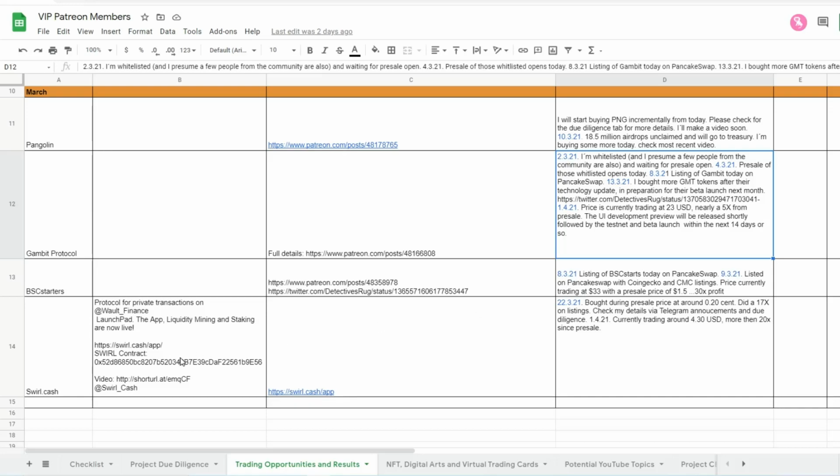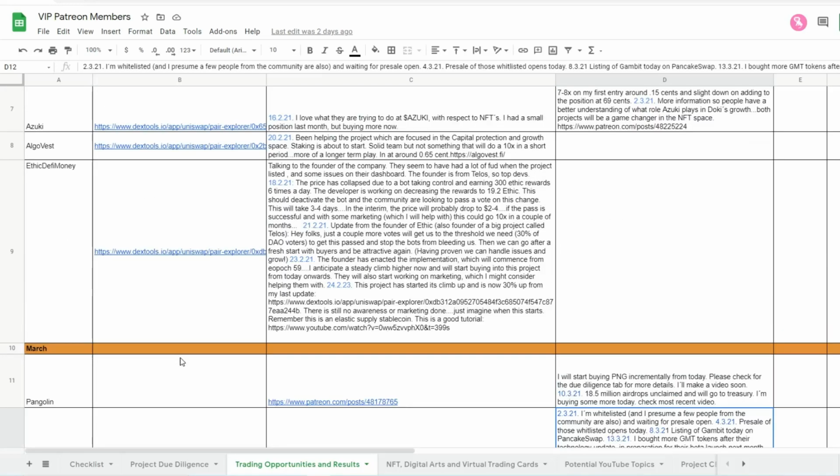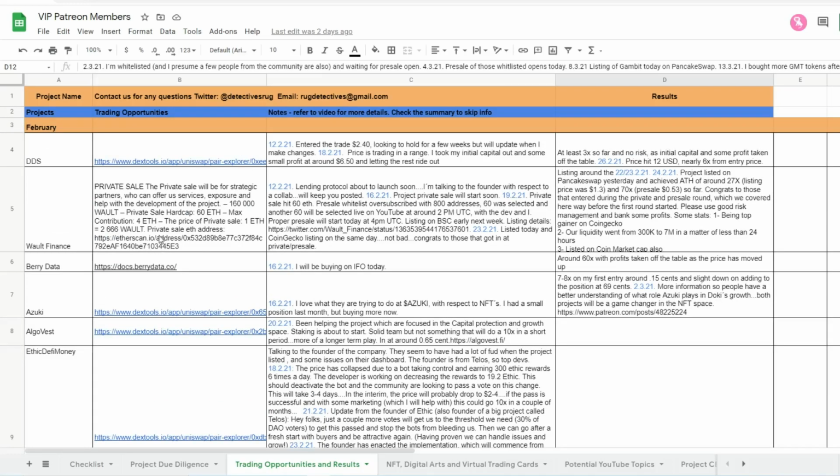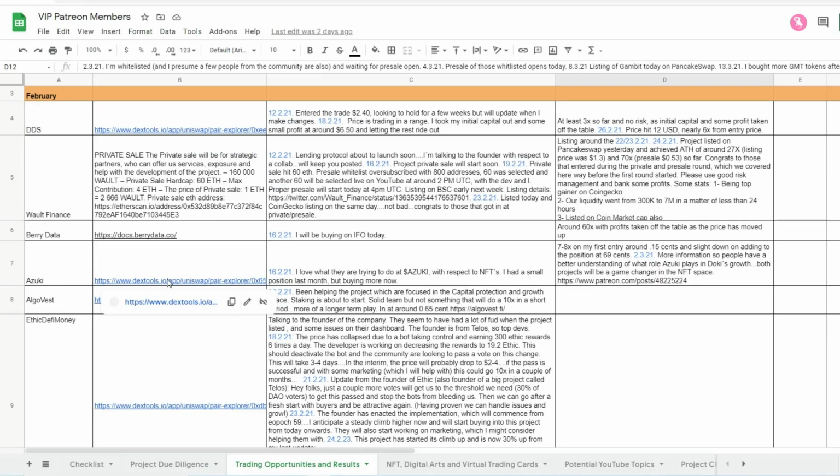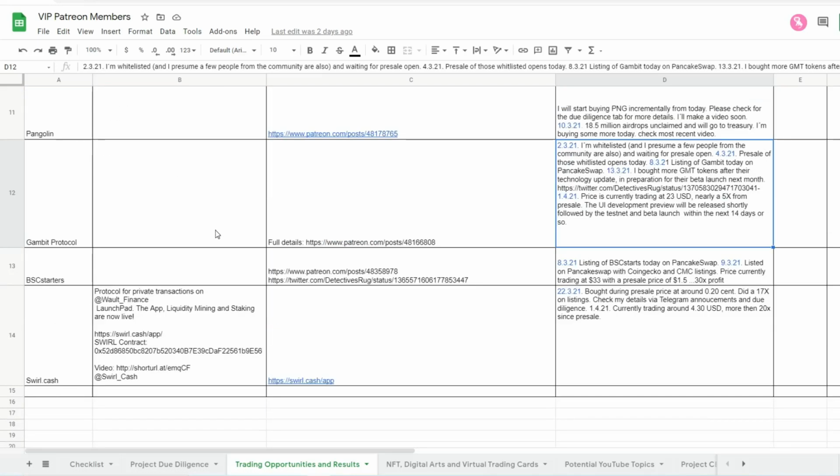Next one is Swirl Cash. Obviously, some of these positions from the month of February, we are still in. Like Wault Finance, we're still in these positions. Azuki, we're still in this position, and so on. So we're continuing to support the cause in terms of what they're doing.